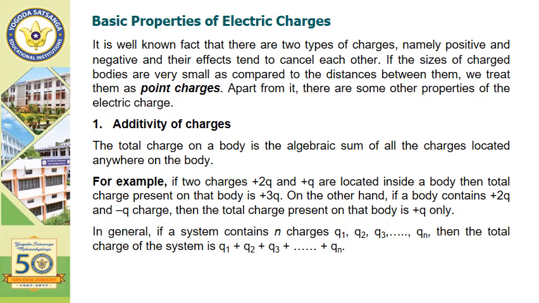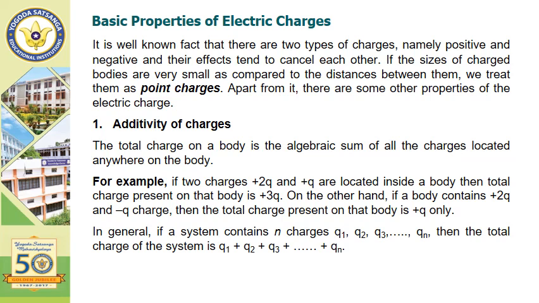It states that the total charge on a body is the algebraic sum of all the charges located anywhere inside the body. If a body is charged and at one place of that body or material there is plus 2q charge and at the other side there is plus q charge only, then the total charge will be calculated as plus 3q, as I have stated in the given example.